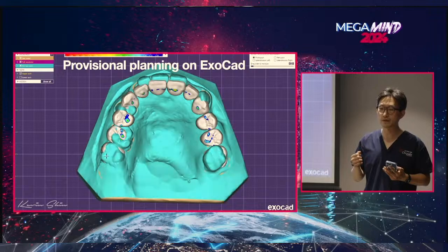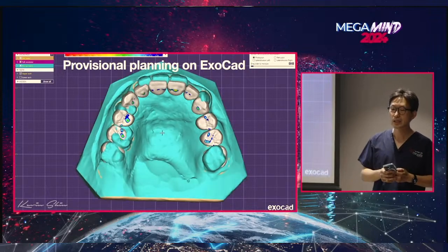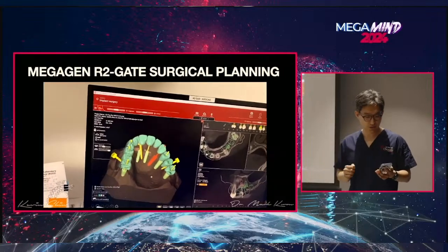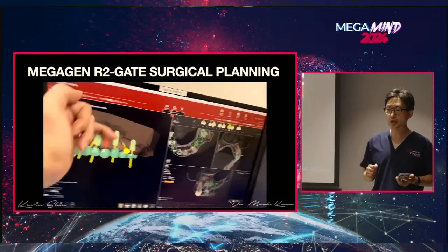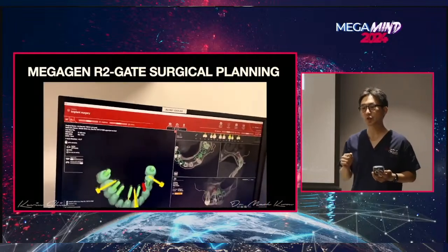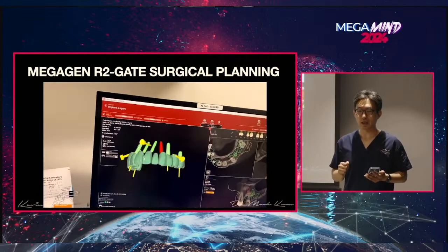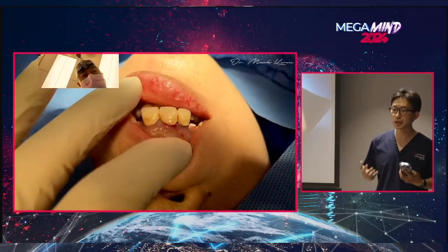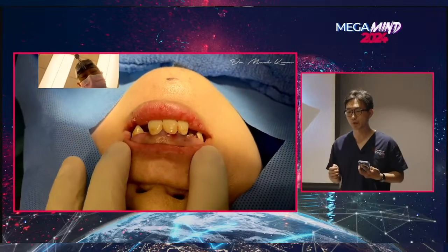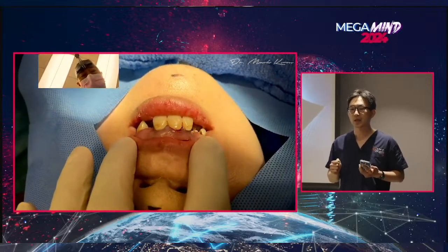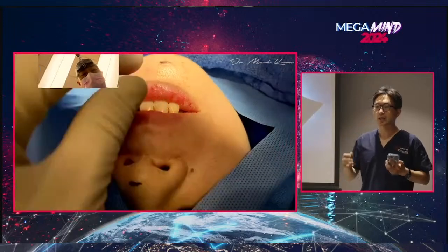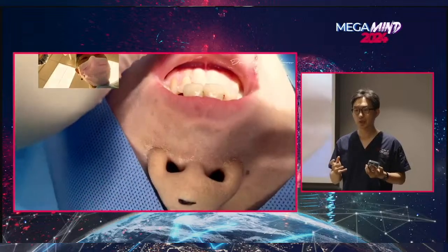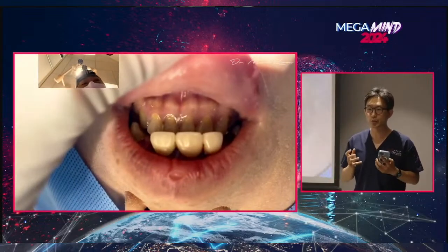But thanks to advancement of digital dentistry, this is more predictable than ever. For precise prosthetic-driven implant placement, we used MegaGen's R2Gate software to fabricate a tissue-borne surgical guide based on our prosthetic design. And on the day of the surgery, our surgical team led by Dr. Mark Won performed atraumatic extraction and no bone reduction for the patient. The minimally invasive surgery is key for preserving tissue and for accurate fitting of the tissue-borne guide.